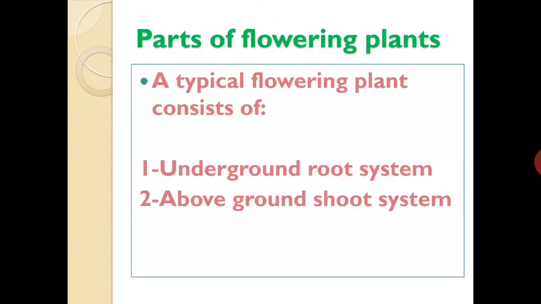So today in this class we have to study the parts of the flowering plants. Flowering plants are known as the angiospermic plants. A typical flowering plant consists of two different parts: one is the underground root system and the other is the above ground shoot system.